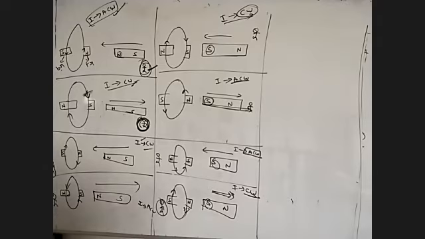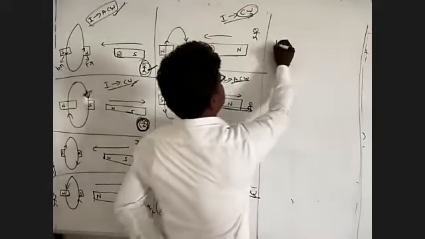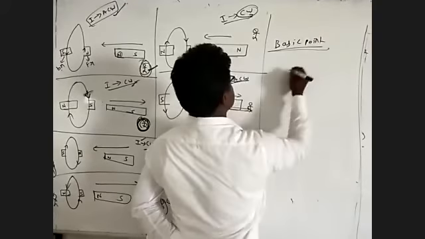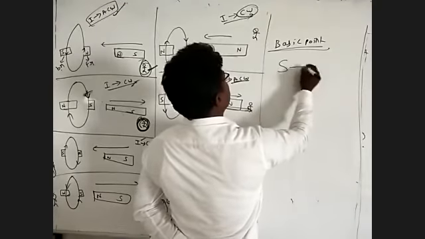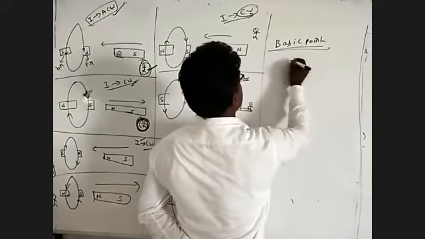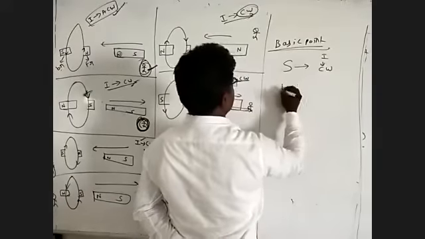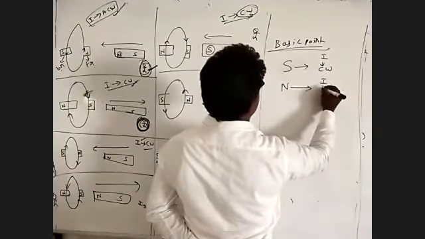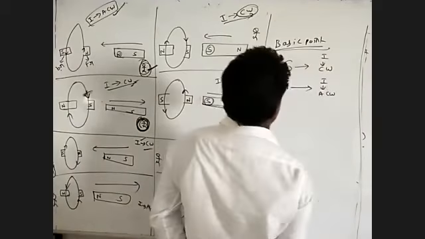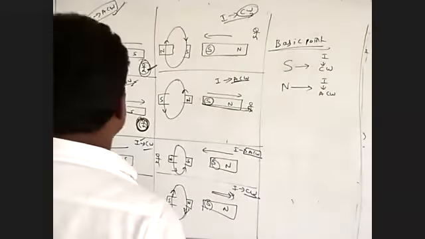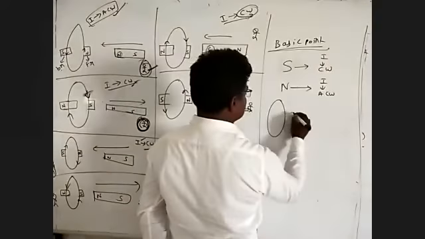That is so basic. What is the basic point? South pole means the current is clockwise direction. North pole means the current is anti-clockwise direction. Okay, keep in your mind.